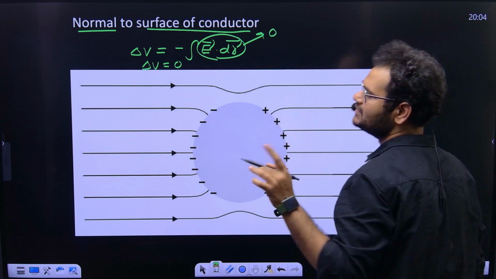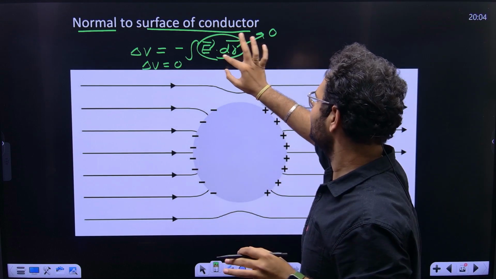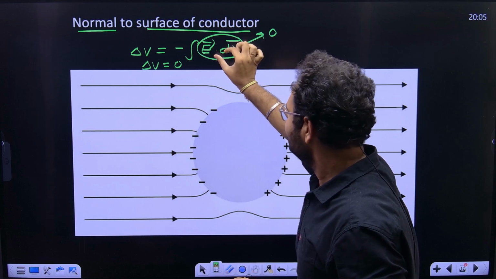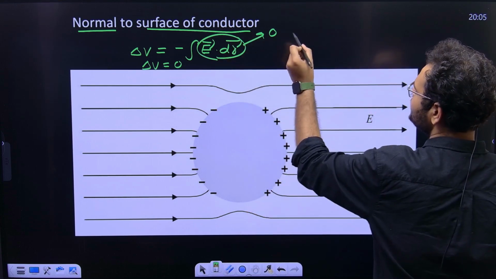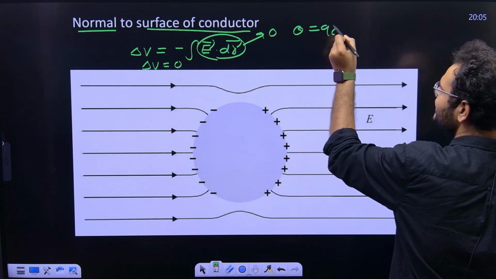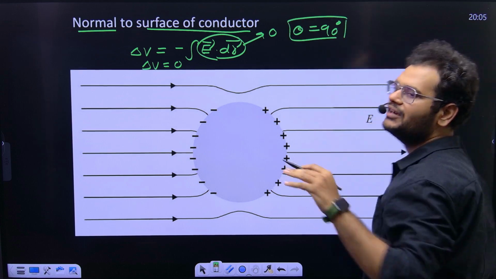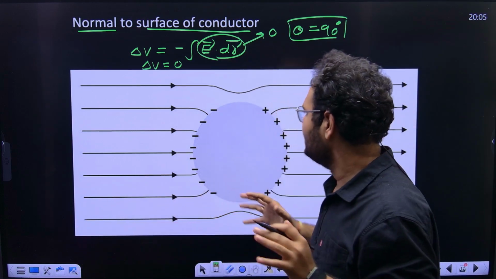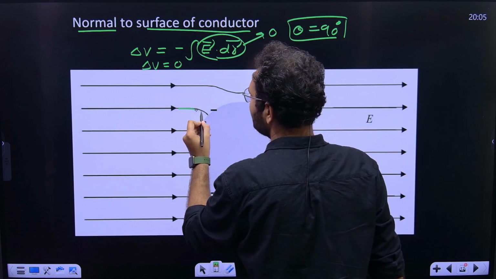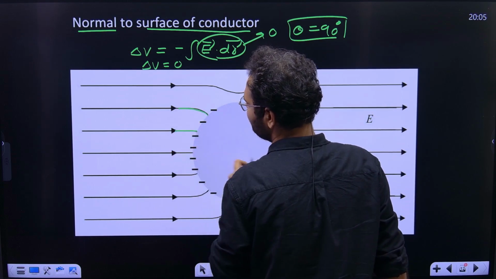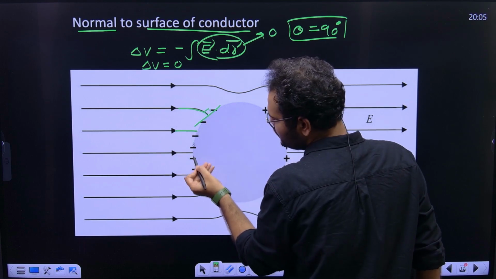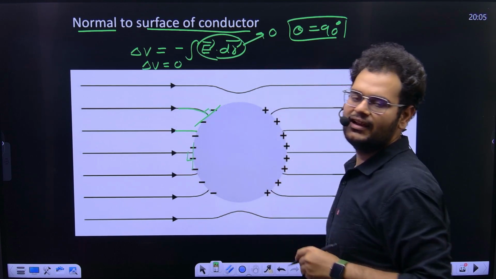Sir, if this term is equal to 0, either the electric field is 0, but the outside electric field is anyway not 0. So I can say that this is equal to 0 when the dot product is 0, when theta is equal to what? 90 degrees. Are you getting it? So because of the equipotential property of a metal surface, electric field lines are perpendicular to the surface. If I draw a tangent here, I can see a 90 degree angle. Here also, if I draw a tangent, I can see a 90 degree angle.